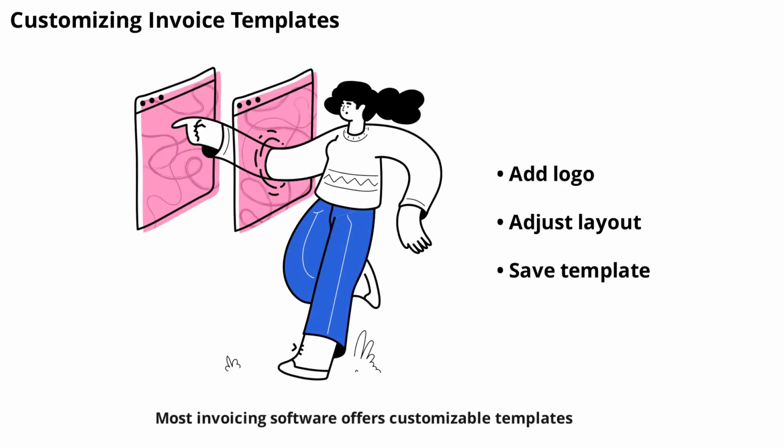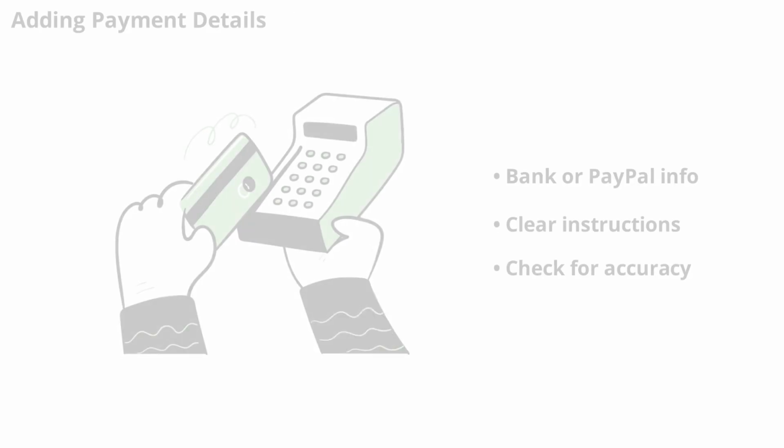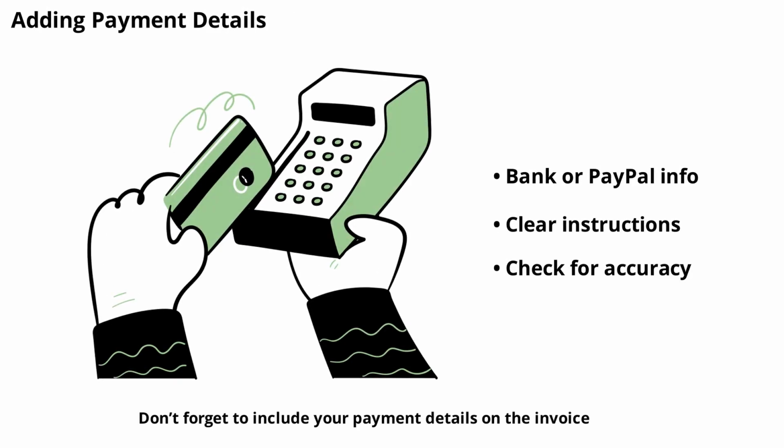Most invoicing software offers customizable templates. You can add your logo, change colors, and adjust the layout to match your style or company branding. Customizing your invoice makes it look professional and helps your employer quickly identify your submissions. Spend a few minutes exploring template options and save your preferred design for future use. Don't forget to include your payment details on the invoice. This could be your bank account information, PayPal address, or other preferred method.